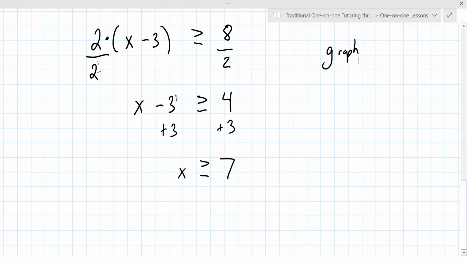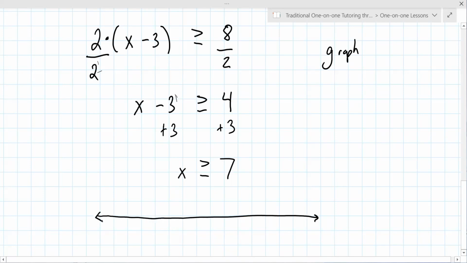Okay, I'm back. Okay, so I want you to graph x greater than or equal to 7. So I want you to put 7 on a number line, and you're going to shade either to the left or the right of it. Is greater than or equal to a right or a left?